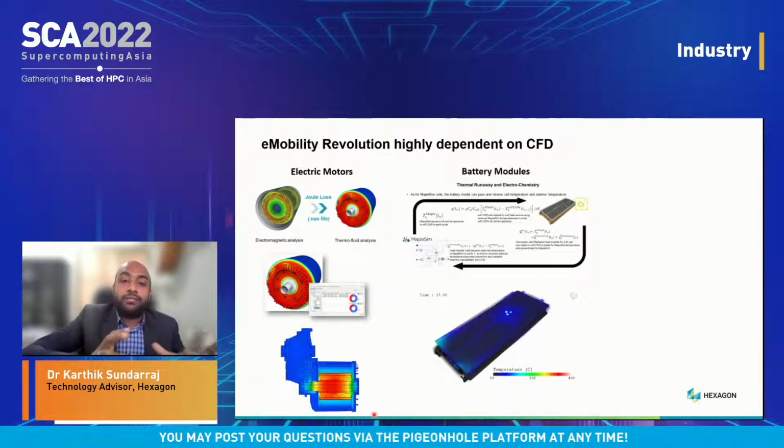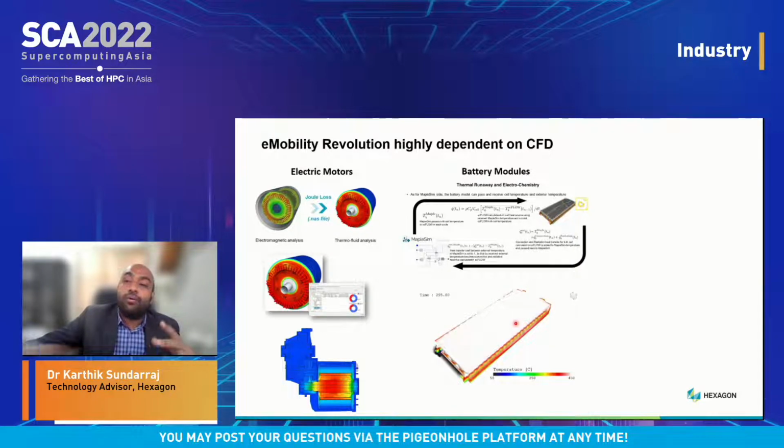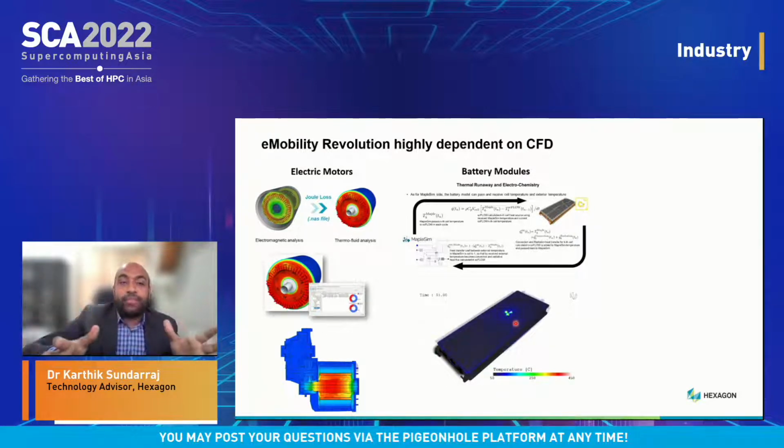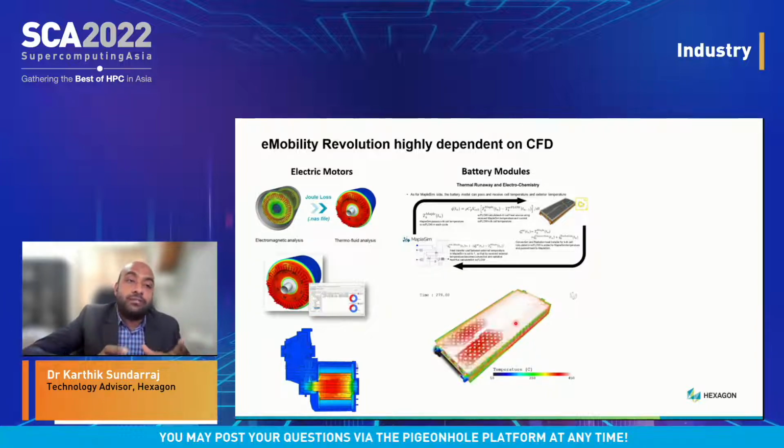Now comes the battery modules. I think thermal runaway scenarios, safety issues of batteries being used. For example, in this case, even if one cell overheats, the meltdown will spread and it will continue until the entire pack is destroyed. So what you see here is just one cell getting overheated, but the entire battery pack gets destroyed because of that particular activity. So early detection of thermal runaway is very critical and very important. Again, CFD plays a very important role here.